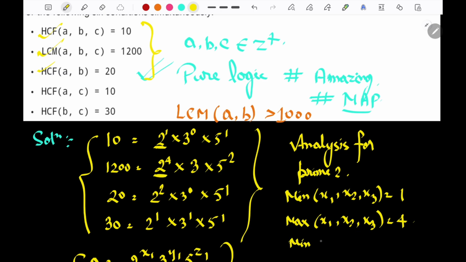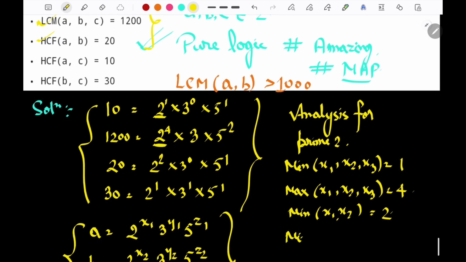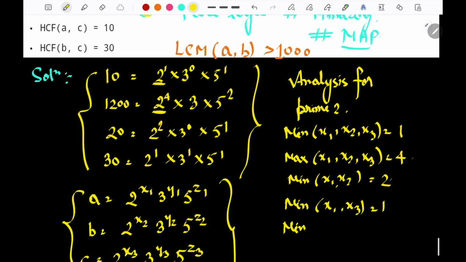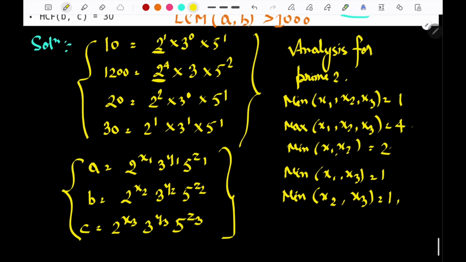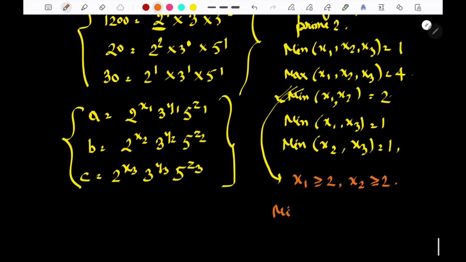Again minimum of x1 comma x2 is equal to 2. Minimum of x1 comma x3 is equal to 1. Again minimum of x2 comma x3 is equal to 1. Now choose any one. I think this case can be chosen. So minimum of x1 x2 is equal to 2. What does this signify? That x1 shall be greater than equal to 2, x2 shall be greater than equal to 2. Superb. And minimum of x1 comma x3 is equal to 1.